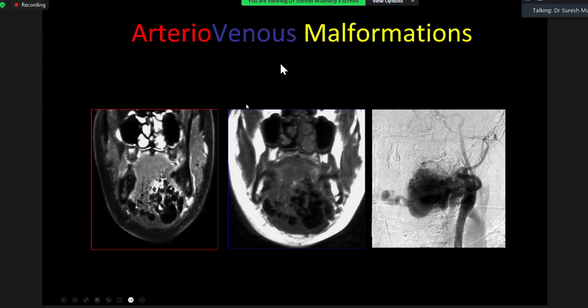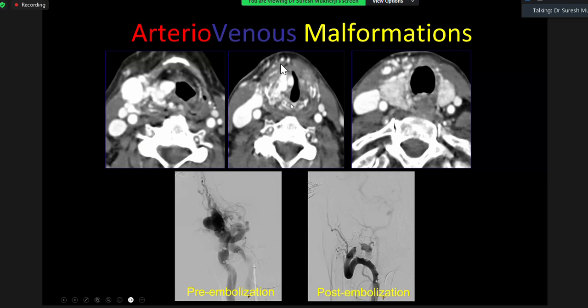Another example here, a very, very large arteriovenous malformation involving the right neck. This actually involved the larynx, and we can see here the large dilatation of the internal jugular vein. This is high flow. So when we say it's high flow, our interventional neuroradiologists end up doing an angiogram. This was pre-embolization, demonstrating this large arteriovenous malformation. And this was post-embolization. We can see the reduction in flow.